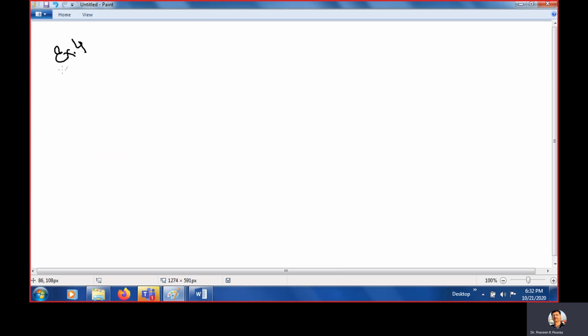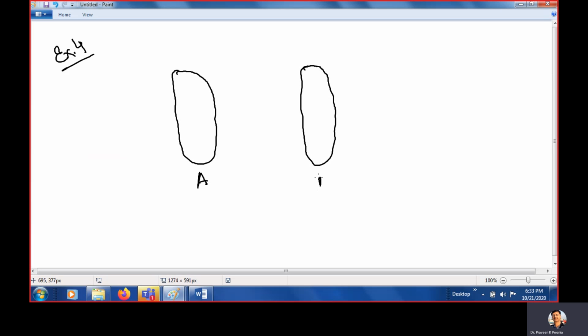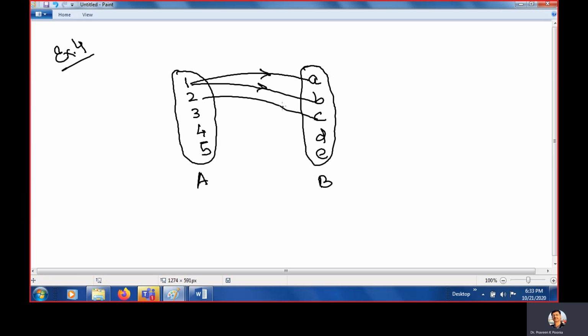Example number 4. This is set A, this is set B, and here are 1, 2, 3, 4, 5. And A, B, C, D, and E. Now, 1 is connected with A, 1 is connected with B, so 1 is connected with two elements. 2 is connected with C, 3 is connected with C, 4 is connected with C, and 5 is connected with E. Now the question comes whether it is a function or not a function.